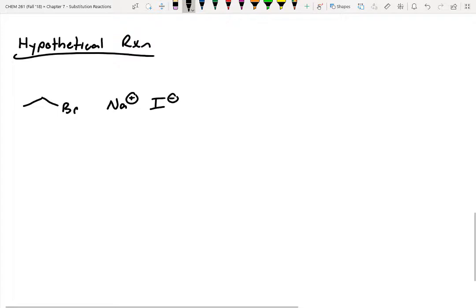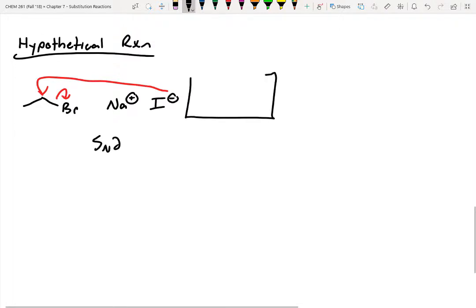SN2. The carbon that we're going to attack that's attached to the leaving group is primary, very unlikely to form a carbocation. So we could go ahead and say, all right, iodide is going to be a nucleophile, attack in, kick off our leaving group, and this would be an SN2 reaction. All right, I'm going to leave this as a box, and then we can draw our final products over here.